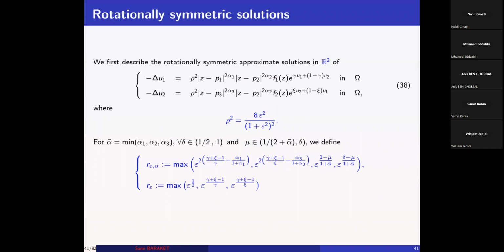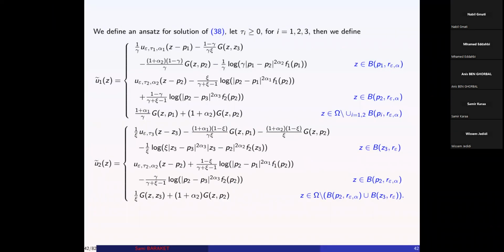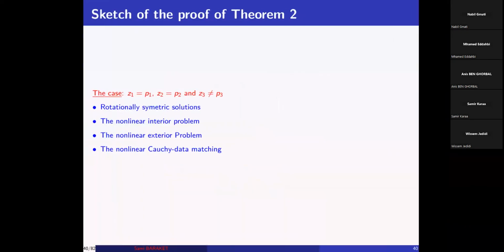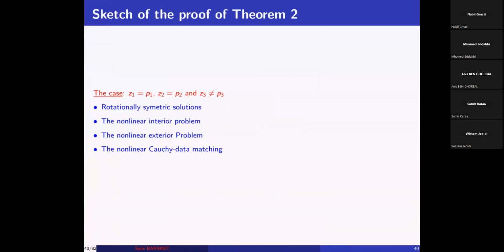Okay. So I said that there are some small balls. The radii of these small balls are given by R_epsilon,alpha if the blow-up point is some Dirac point, and R_epsilon if the blow-up is not a Dirac point. So now our approximate solution is as the following. For example, here we want to construct a solution u1 with blow-up at p1 and p2.